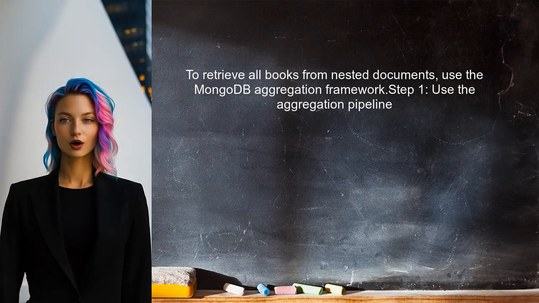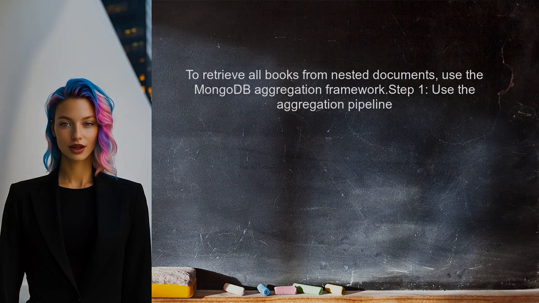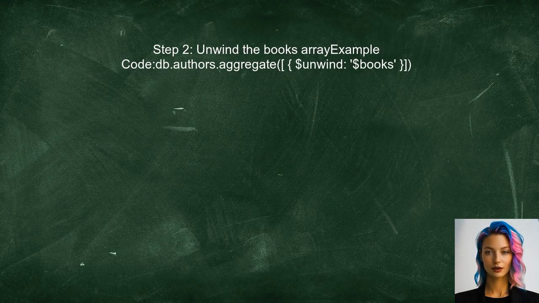To retrieve all the books from the nested documents, the user can use the MongoDB aggregation framework. This allows for powerful data manipulation and querying. The first step in the aggregation pipeline is to unwind the books array. This will create a separate document for each book, making it easier to work with the data.